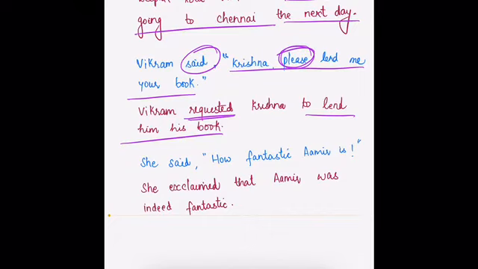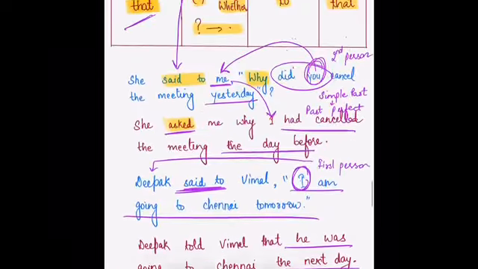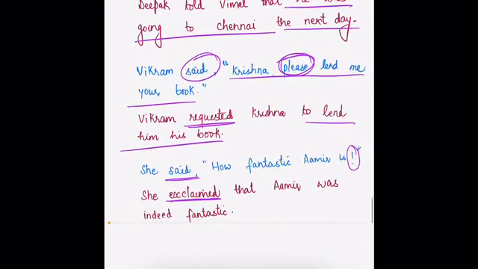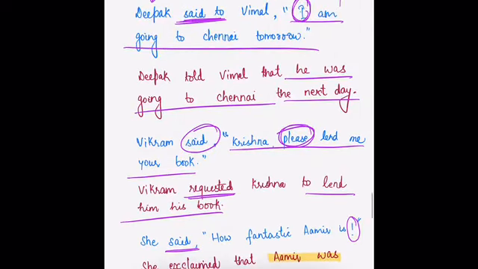She said how fantastic Amir is. Now this has an exclamation mark. That means it is an exclamatory sentence. So you will use exclaimed instead of said here. So she exclaimed that Amir was indeed fantastic. I hope that it is very clear to you.